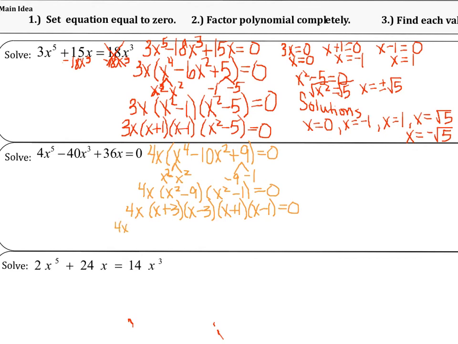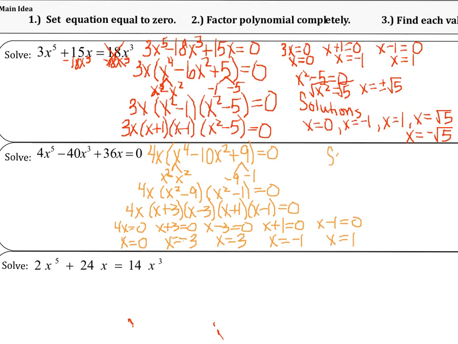So I can say 4x equals 0, x plus 3 equals 0, x minus 3 equals 0, x plus 1 equals 0, and x minus 1 equals 0. So I factor everything, now I'm just solving them. For the first one, 4x equals 0. If I divide them both by 4, I have x equals 0. Second one, x plus 3 equals 0. Subtract 3 from both. I have x equals negative 3. For the third one, add 3 to both. I have x equals 3. For the fourth, subtract 1 from both. X equals negative 1. And for the last one, if I add 1 to both, x equals 1.